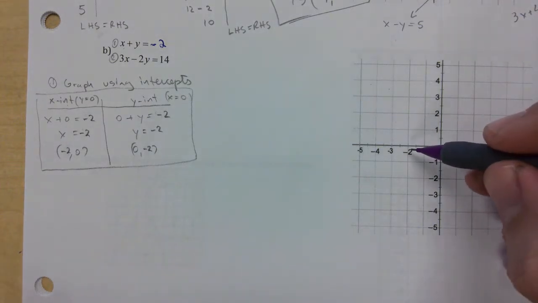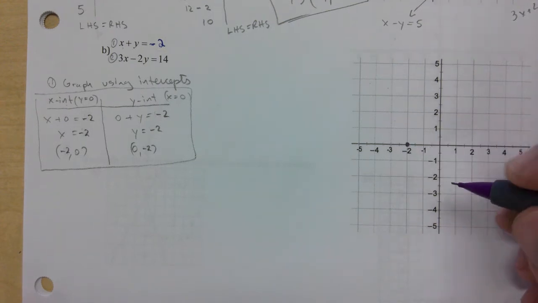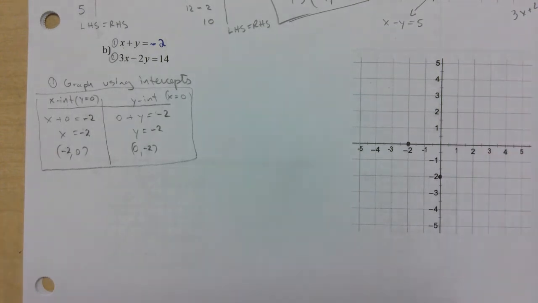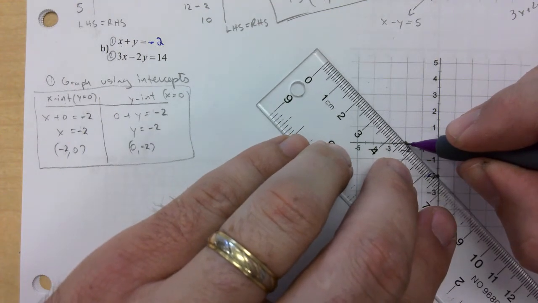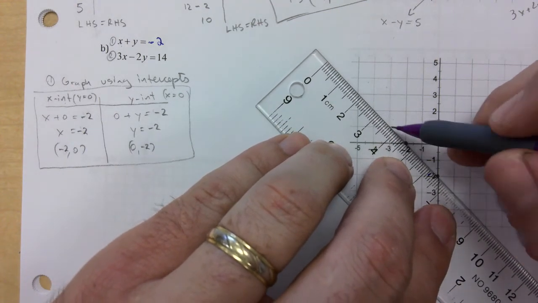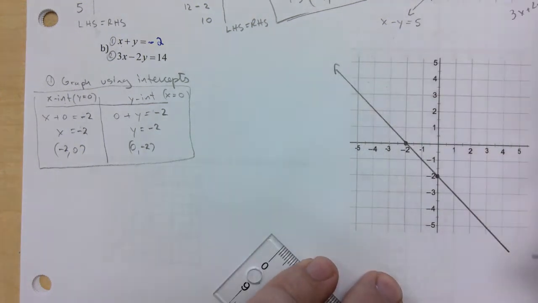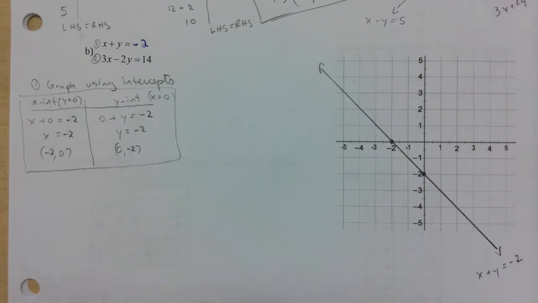So -2, 0 is right here, and 0, -2 is right there. Yes, you only have 2 points, and that's fine. Try to line it up. And there's your graph. And so it's x plus y is equal to -2. There you have it.